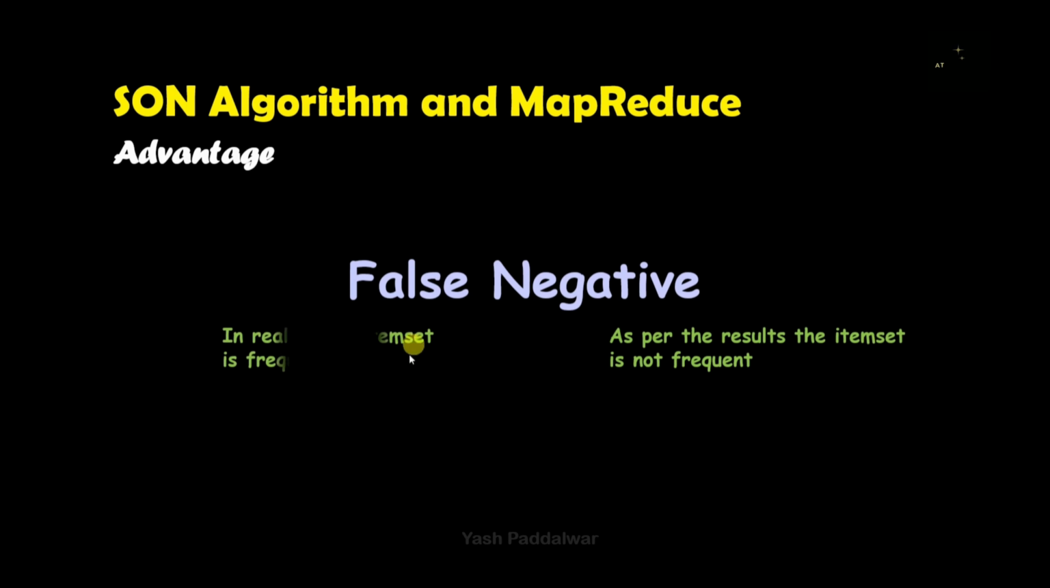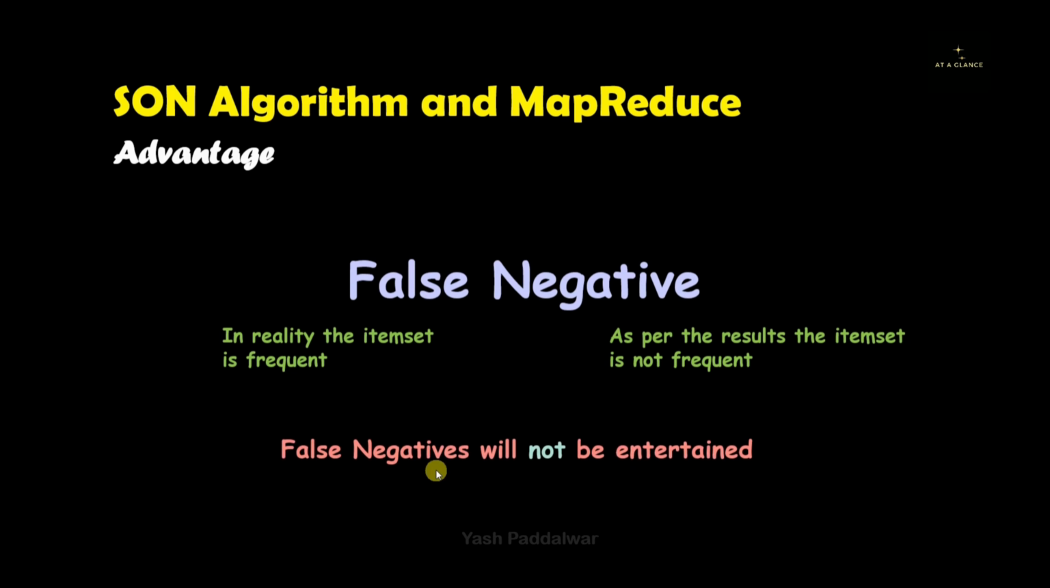And now let me explain the false case. This means that in reality, the item set is frequent. So in short, false negative means the case where as per the results, the item set is not frequent, but in reality, the item set is very much frequent in the entire data. This case of false negatives will not be entertained in the SON algorithm. I hope this is clear.